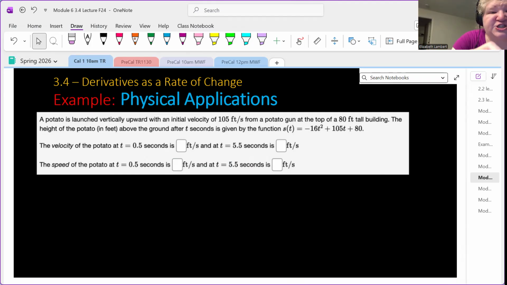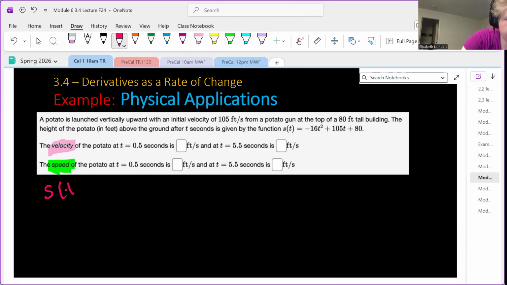So this first question is asking us for the velocity of the potato at 2 particular times, and then the corollary, what's the speed of the potato? So let's start with our position function. s of t is negative 16t squared plus 105t plus 80.